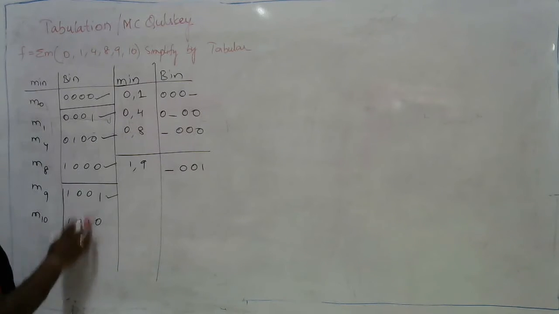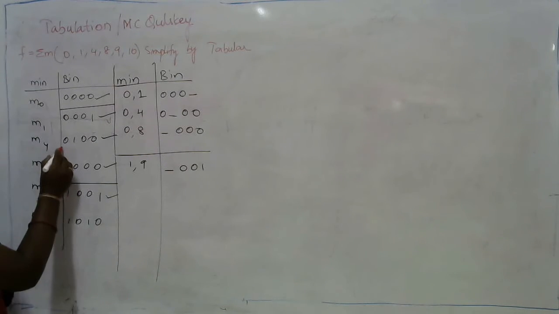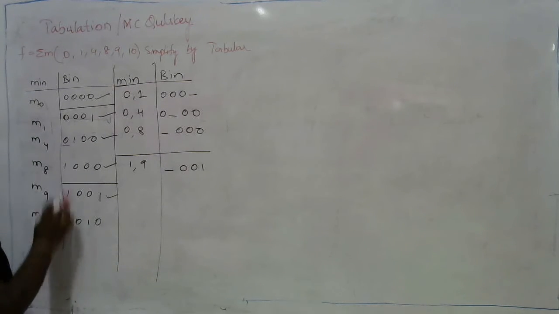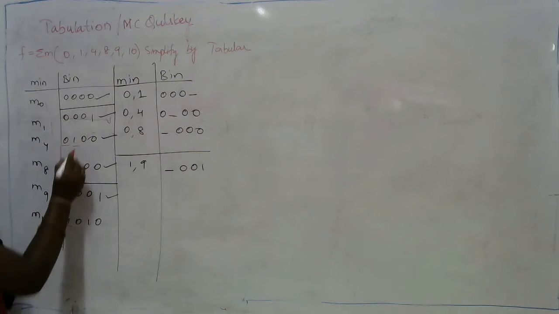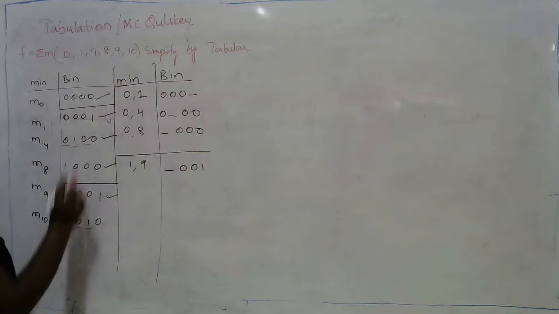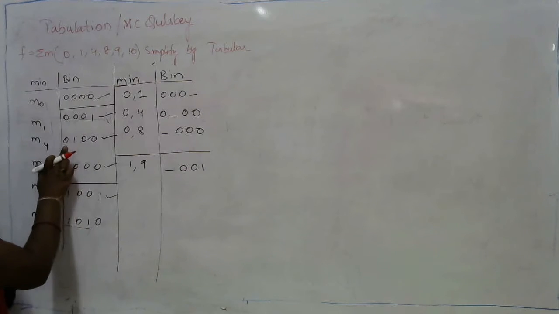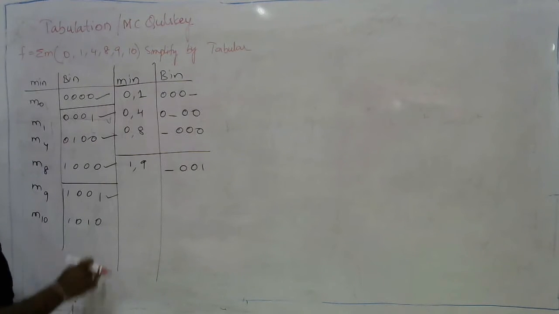Similarly, compare 4 with 10. If you compare 4 with 10, 4 is having 0 and 1 change in the first position, change in the second position, change in the third position. As there are changes in three different positions, we cannot write down 4 as well as 10.